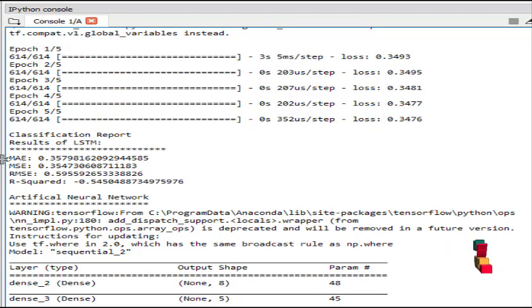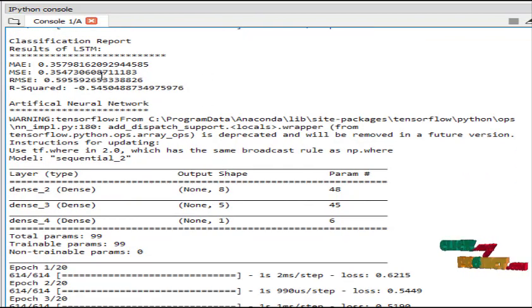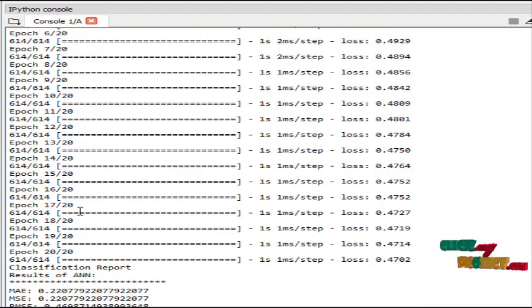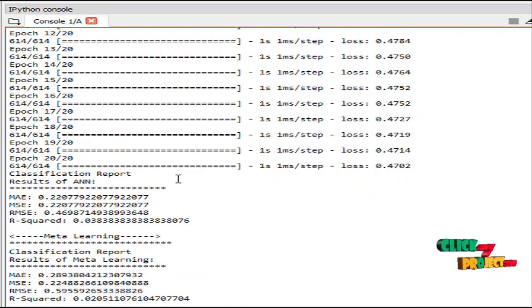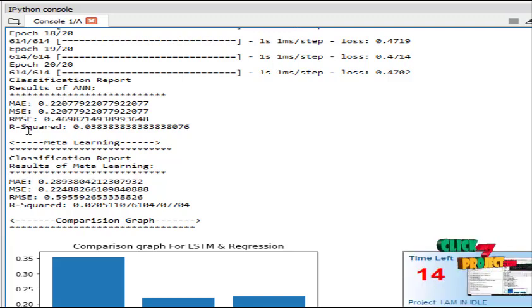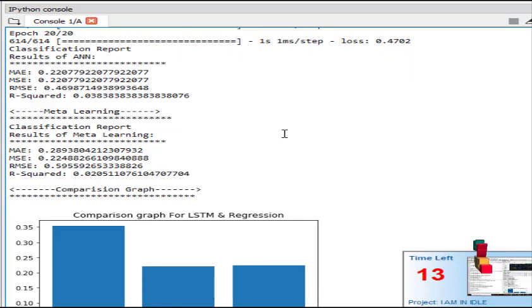Result of LSTM: MAE, MSE, RMSE. MAE is mean absolute error, MSE is mean squared error, RMSE is root mean squared error. Then the proposed artificial neural network algorithm. Epochs show how many times the process is trained to give the result. Result of ANN: MAE, MSE, RMSE, and R squared value.